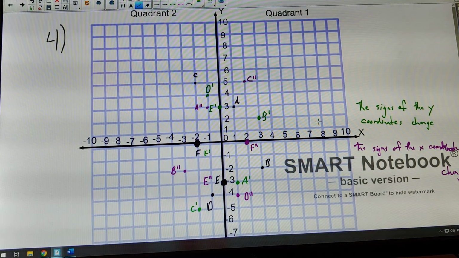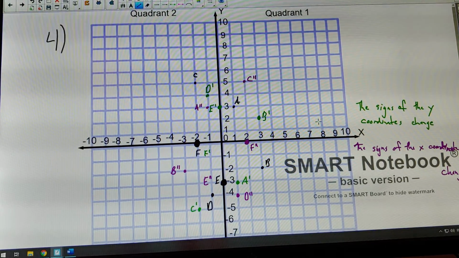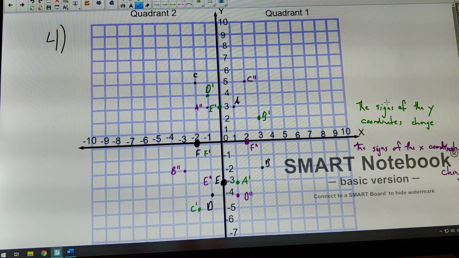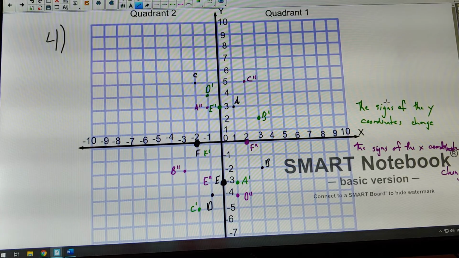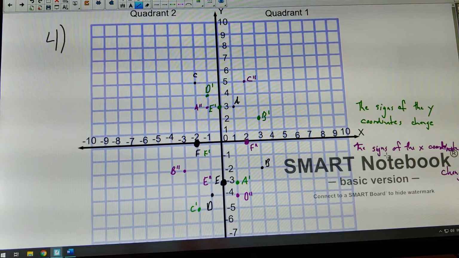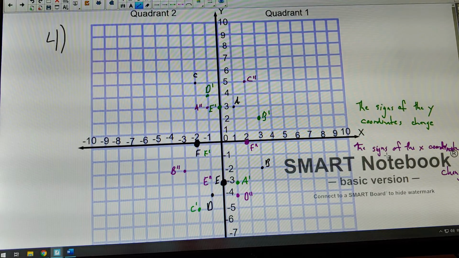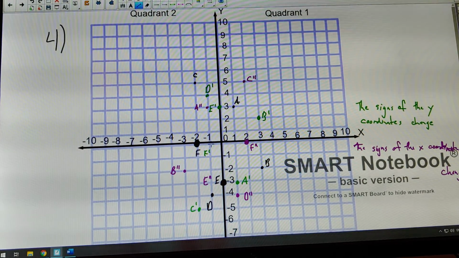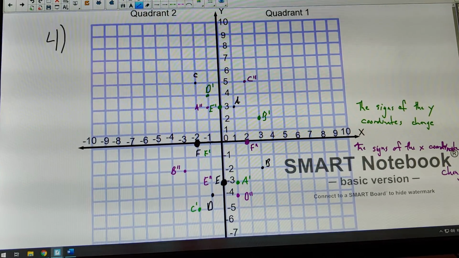The other question was, how could you use this to check if you're right? When you're doing a reflection in the x-axis, the signs of the y coordinates change because the y is flipping. Same pattern for a reflection in the y-axis: the signs of the x coordinates change because it's just changing position left and right. It's not changing position up and down. And that's how you answer C.